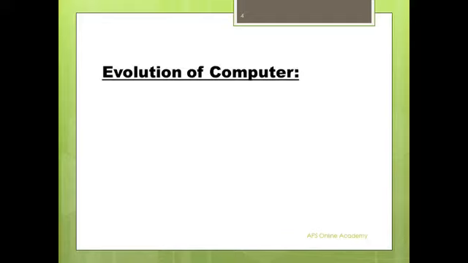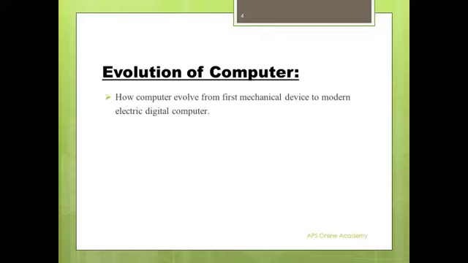Our next topic is evolution of computer. How computer evolved from first mechanical device to modern electric digital computers. For example, the first device was abacus, and then it moved to Napier bone and Pascaline, and many other devices are included into the evolution of computer. Evolve means to develop gradually, means the first device was abacus and then it gradually evolved into the next device and then so on, and now we are using laptops and smartphones, etc.